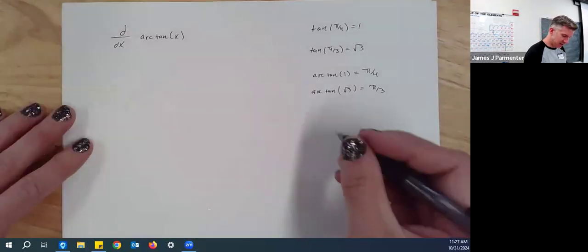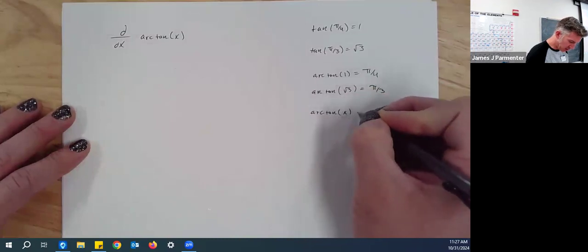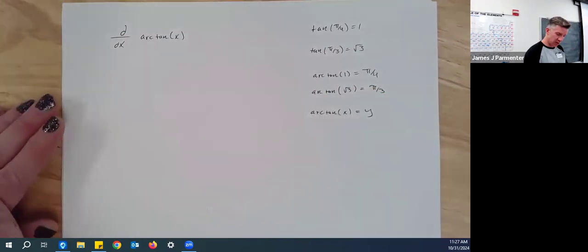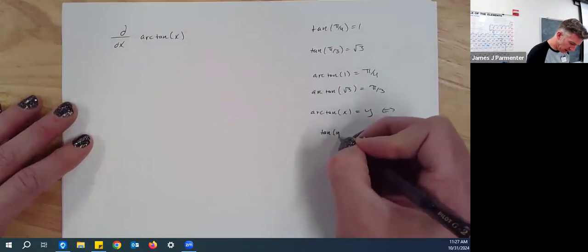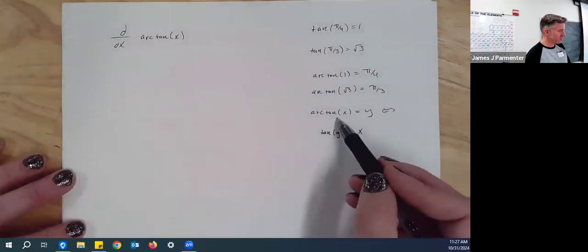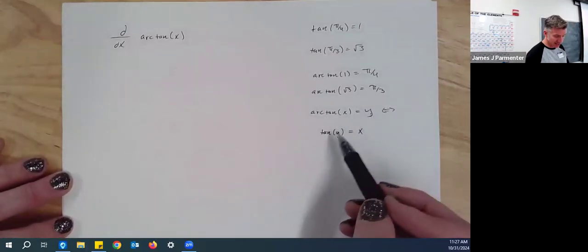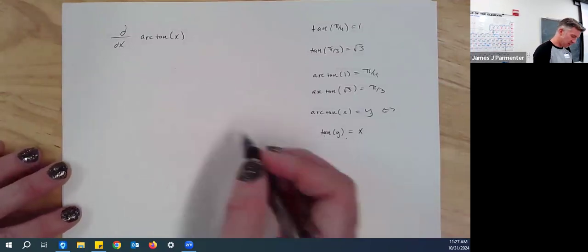So the reason I write this is because if I said that the arc tangent of x was equal to y, that would be equivalent to saying the tangent of y was equal to x. Because the thing the arctangent is equal to is an angle. And the thing you take tangent of is an angle. So those should kind of match up. Great. Here's what we're going to do.